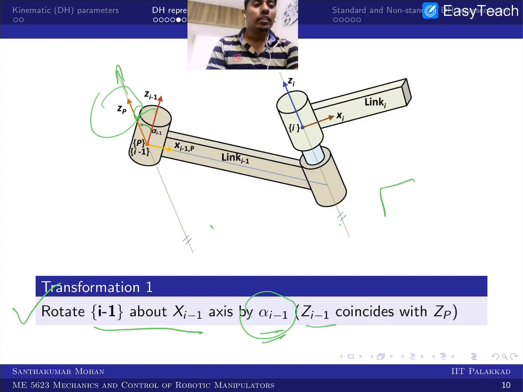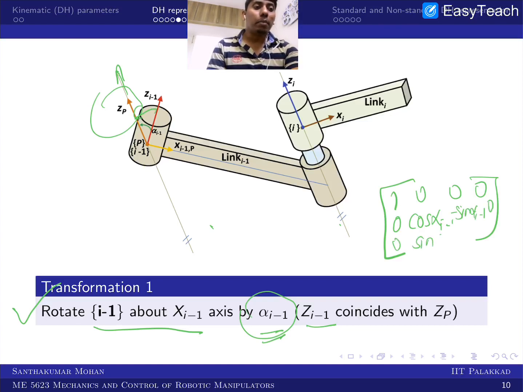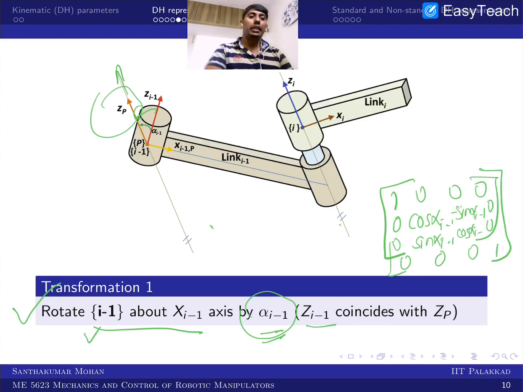So what is that? In this sense, it is 1, 0, 0 and 0, then 0, cos alpha i-1 and minus sine alpha i-1 and 0, then 0, sine alpha i-1 and cos alpha i-1 and 0, and 0 0 0 1. This is the transformation matrix which would be coming here. You all agree?